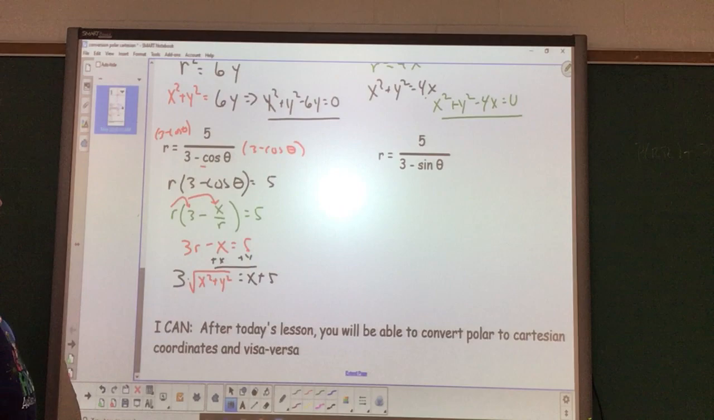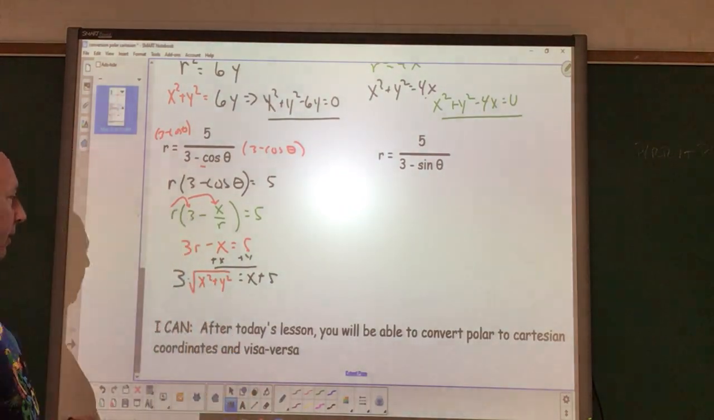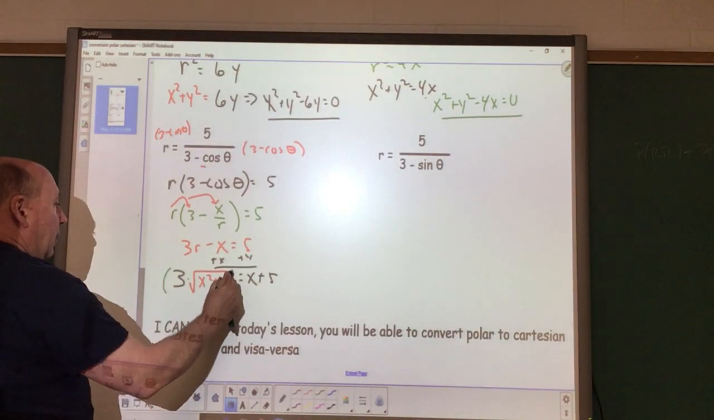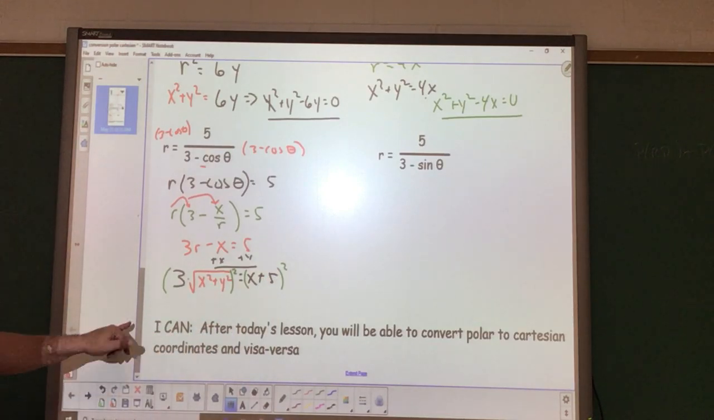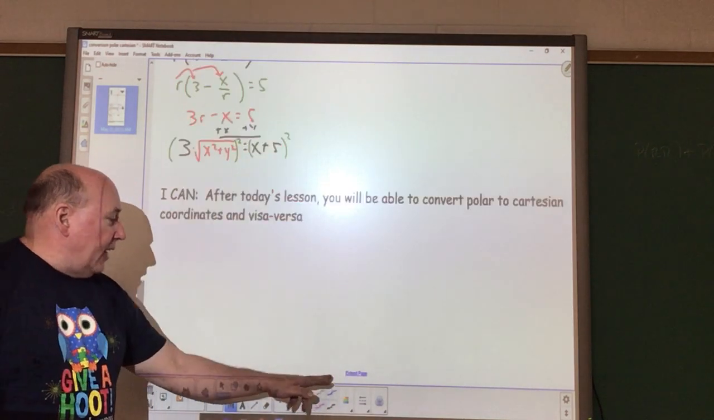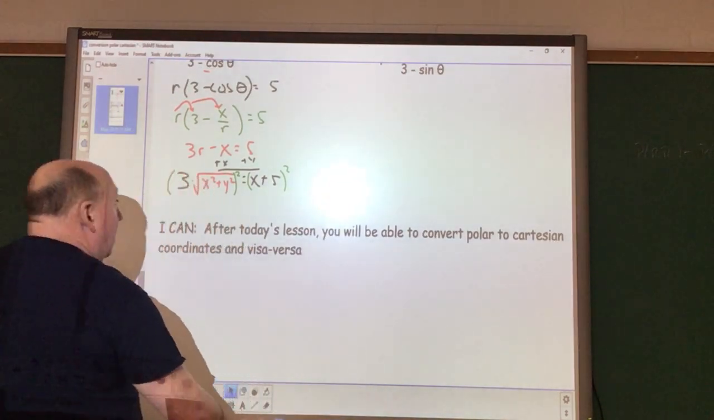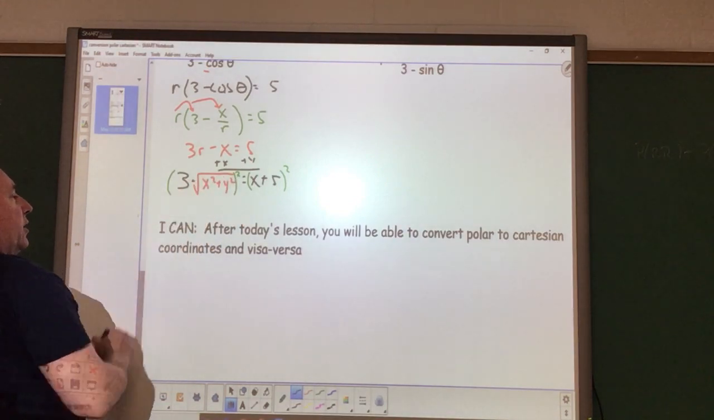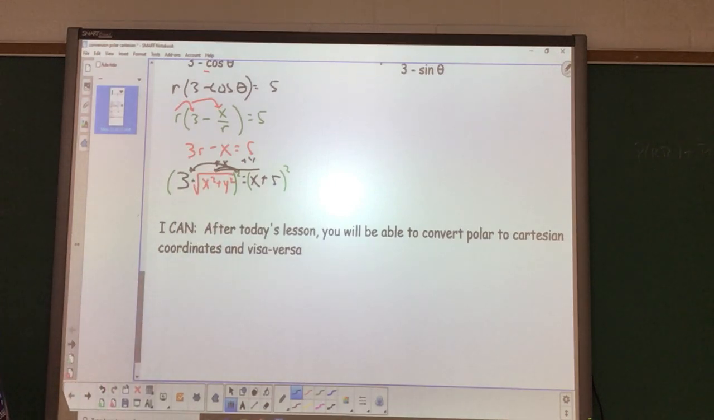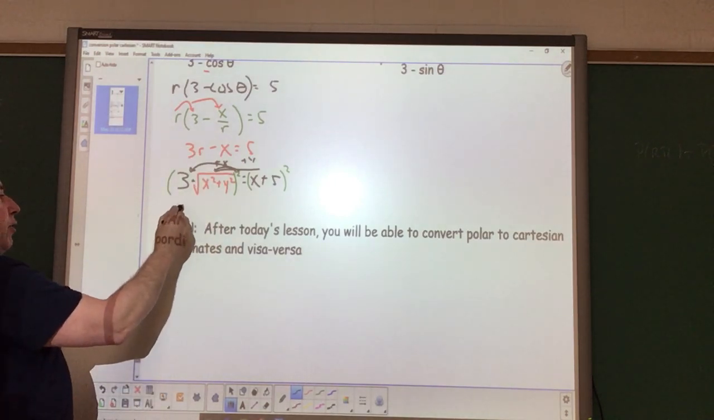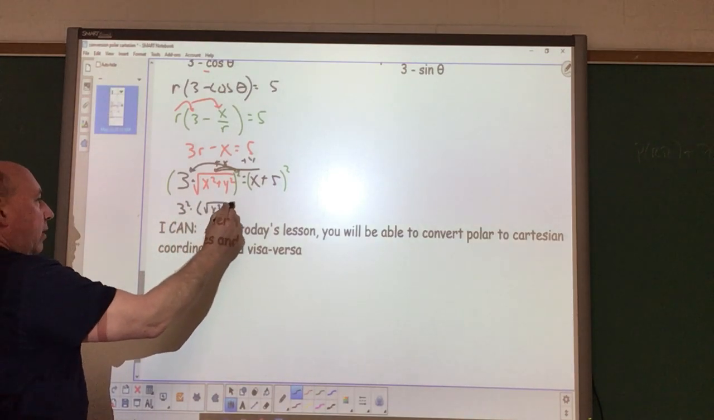This is multiplication. What do we have to do to both sides to get rid of the square root? We have to square them. So if we square one side, we have to square the other side. Now the nice thing about the left-hand side, we have multiplication here, so we can distribute this over both of our terms. So we have 3 squared times the square root of x squared plus y squared, squared.